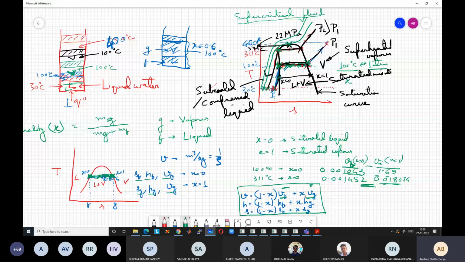Now the question that arises is how to get these values of Vf, Vg, Hf, Hg, Sf, Sg. Okay, how to get these values. So let us take a look at how to get these values. Okay, these values we can obtain using thermodynamic tables. For the particular case of steam, this thermodynamic table is known as steam tables.